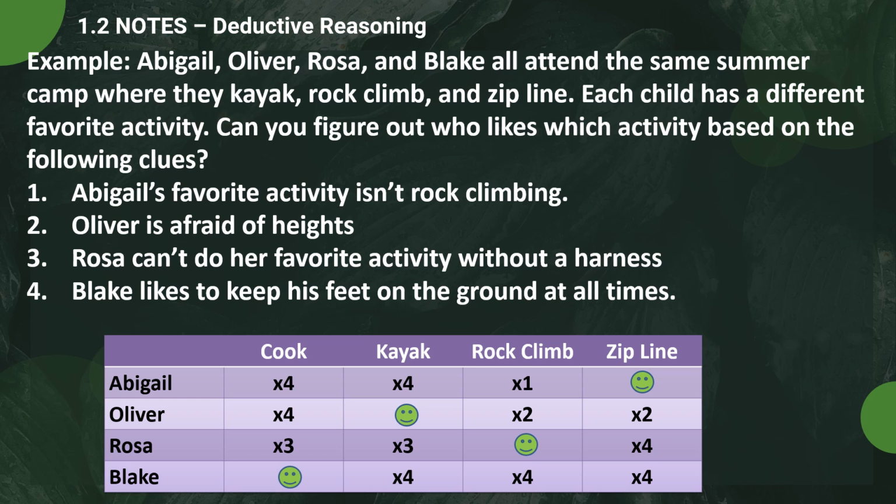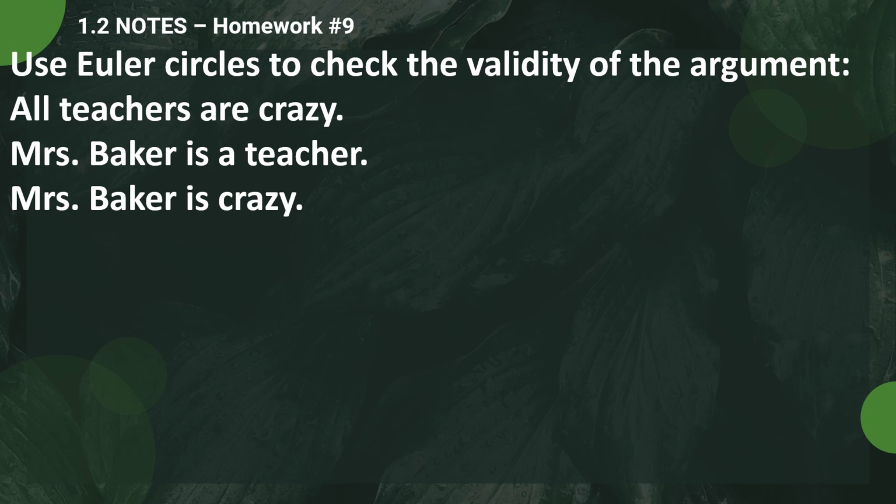Okay, we're going to look at a little bit more about deductive reasoning. You have a couple of problems where you're asked to use Euler circles to check the validity of arguments. Let me show you how Euler circles work. This is called a syllogism. All teachers are crazy. Miss Baker is a teacher. Therefore, Miss Baker is crazy. So let's check to see if this is a valid statement or not.